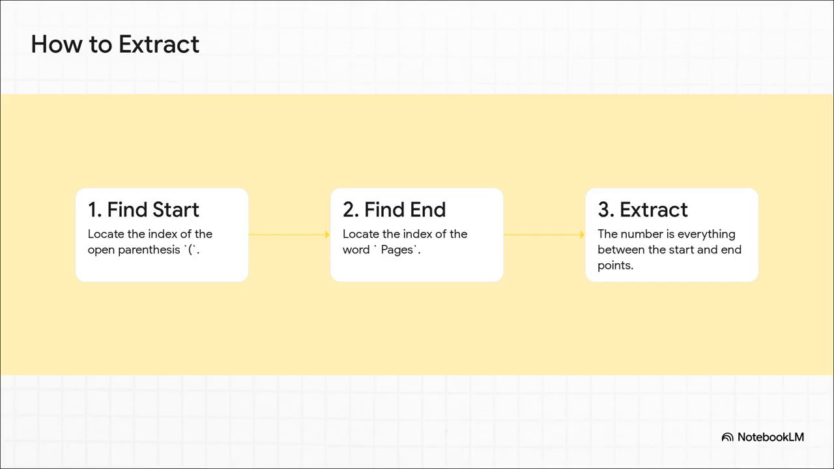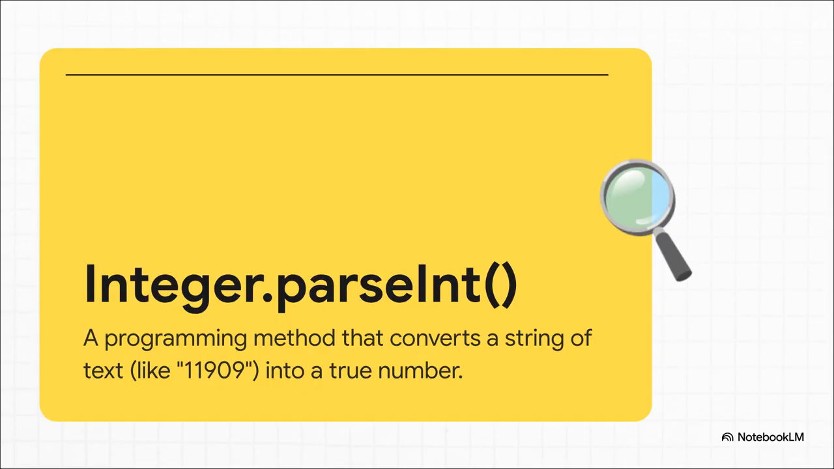The script is just programmed to find the location of the opening parentheses. Then it finds the location of the phrase pages. And the number it needs? Well, it's simply everything sitting in between those 2 points. It's a dynamic trick that's going to work whether the number has 4 digits or 6. Pretty cool, right? There's just one last tiny step.